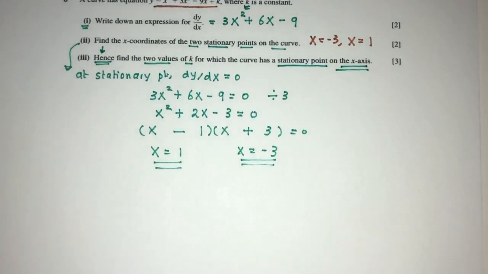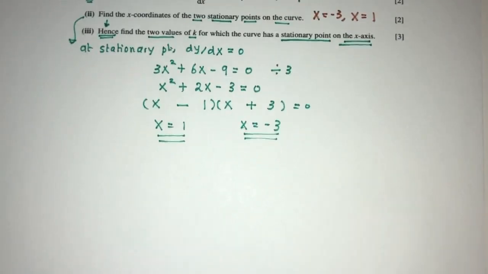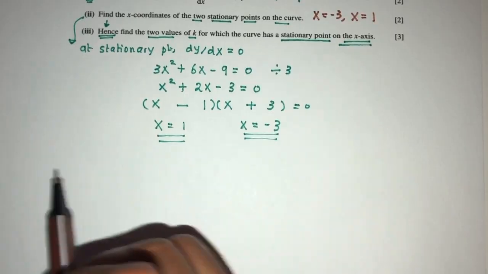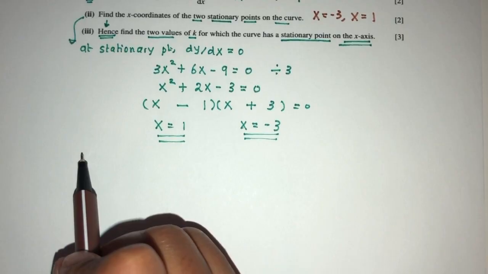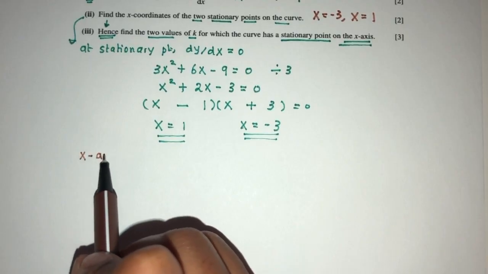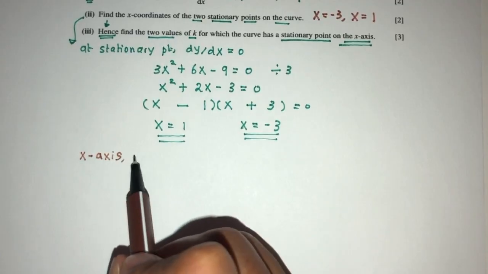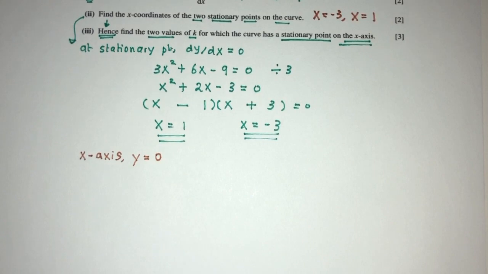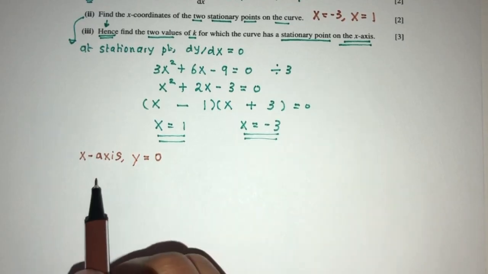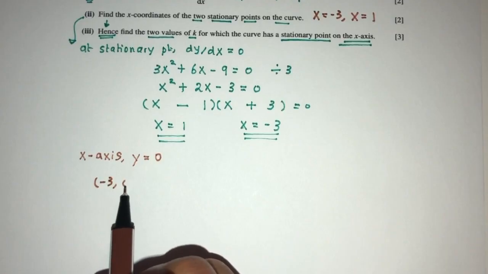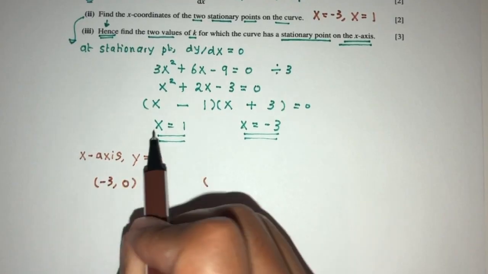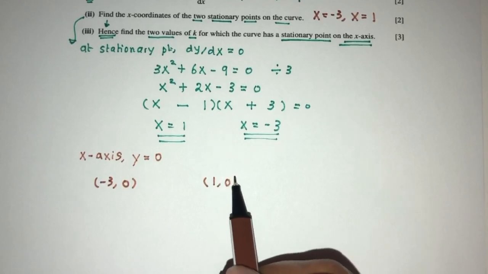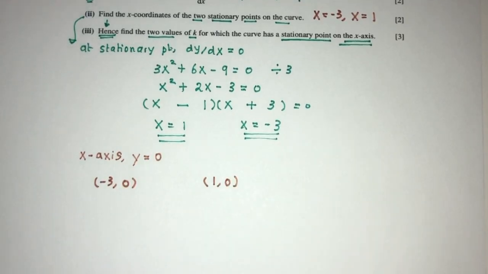Right, so let's see how we can use these points. So for example, what do we know? We know that on the x-axis, what is true? The value of y has to be 0. Now, if the curve has stationary points on the x-axis, it means that the first point will be minus 3, and y has to be 0, and the second point has to be 1, and then 0, because this is what the question wants you to do.